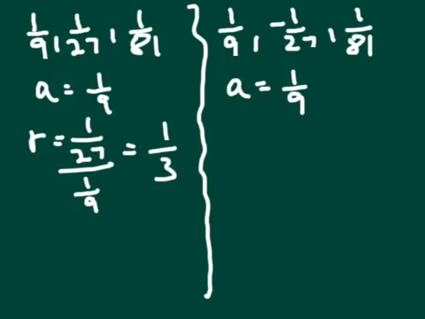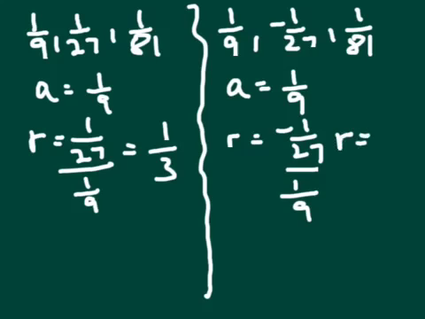Now over here, there's not much difference really. So the common ratio is the second term divided by the first term. And the only thing that's different from the left-hand side over here is that you've got a negative instead of a positive. So r is simply, in this case, negative 1/3. So we've got two possible rules that could have been applied to our original question.